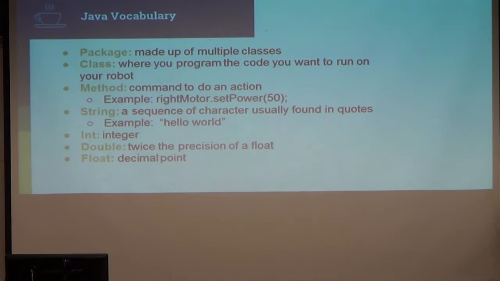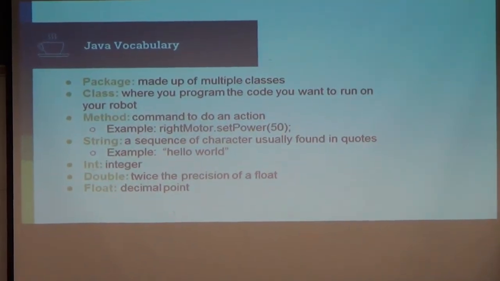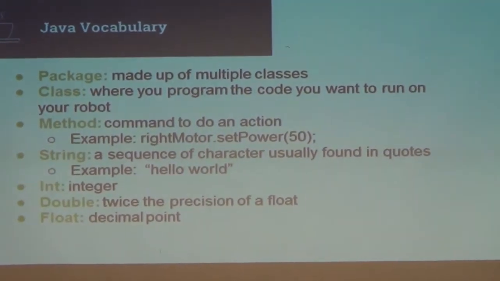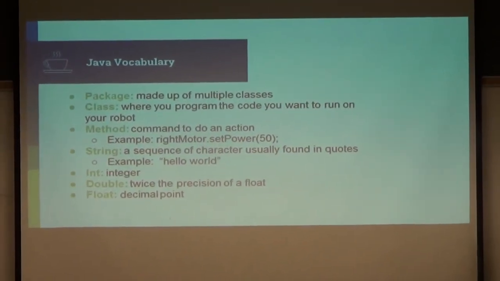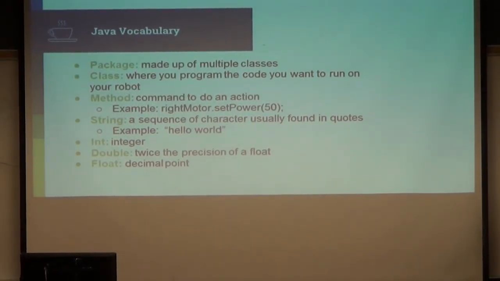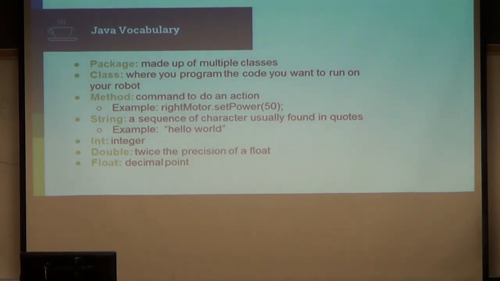We code object-oriented, which means we organize our projects based on classes. First we have a package, which is made up of multiple classes, and that's where you program the code. For example, you could have a drivetrain class and an arm class. And then we also have methods, which are things you can program an object to do. And we have strings, usually for printing out our values to see which sensor has which value. The types of variables are integer, a double, which has a decimal point, and a float, which is also a decimal point.